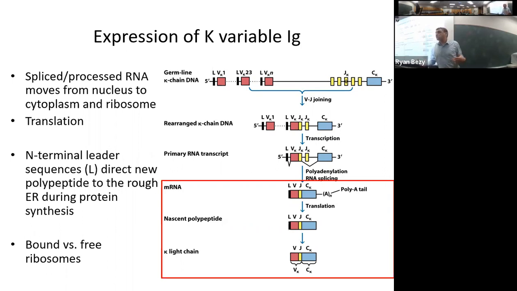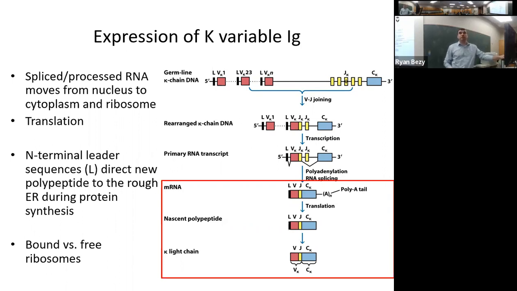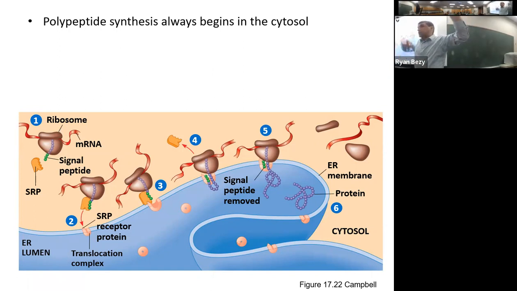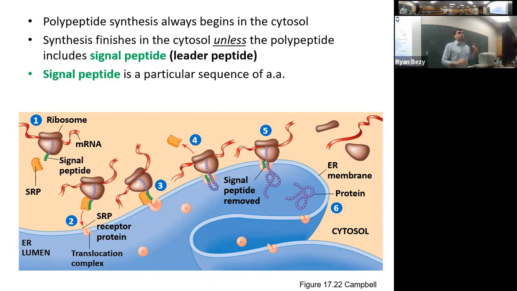The whole thing here is bound versus free ribosomes. This is probably the last thing I'll talk about for today, and then we'll pick back up with this tomorrow. Polypeptide synthesis. Remember, a messenger RNA binds to a ribosome in eukaryotes in the cytoplasm, and it starts getting made. Polypeptide synthesis translation always starts in the cytosol, the cytoplasm, and by default will finish there. So typically the default state is a free ribosome making proteins in the cytoplasm. Everybody comfortable with that so far? Unless there's a leader peptide.